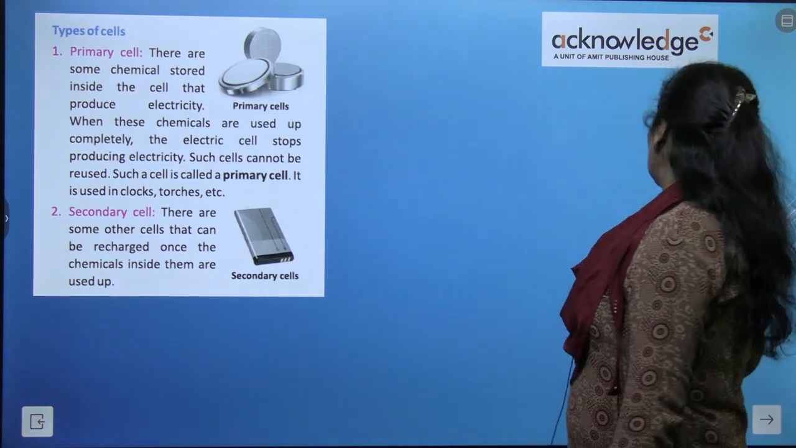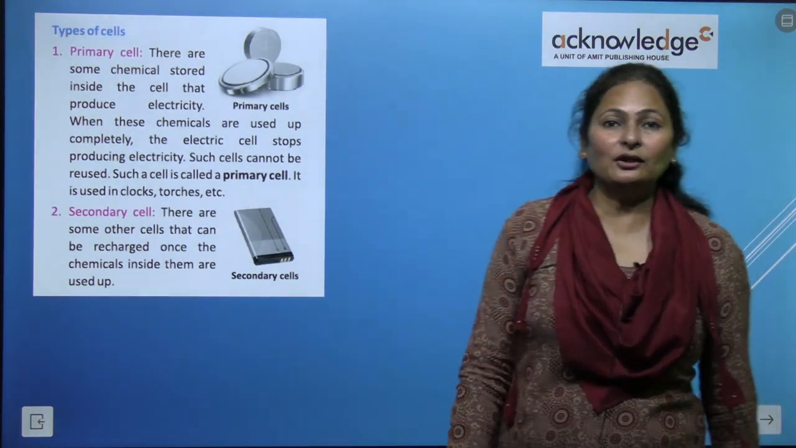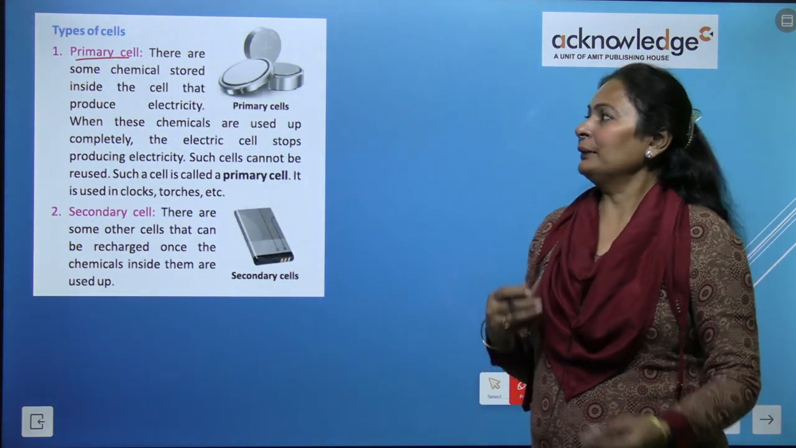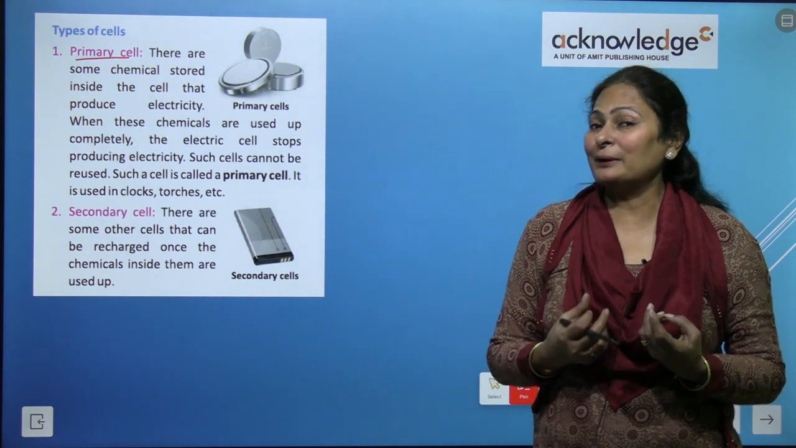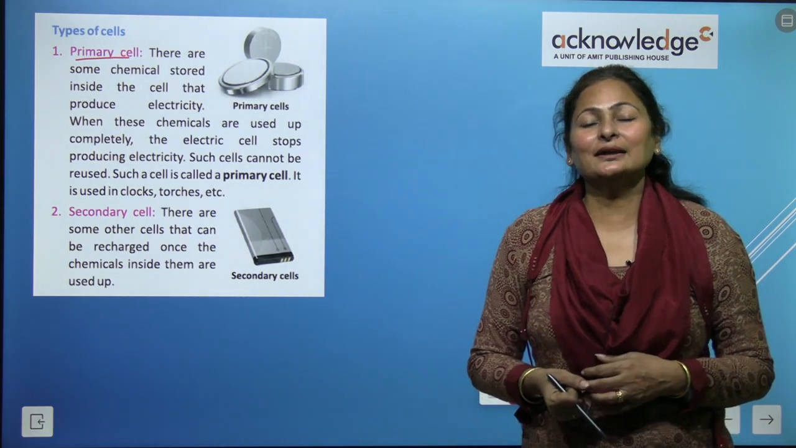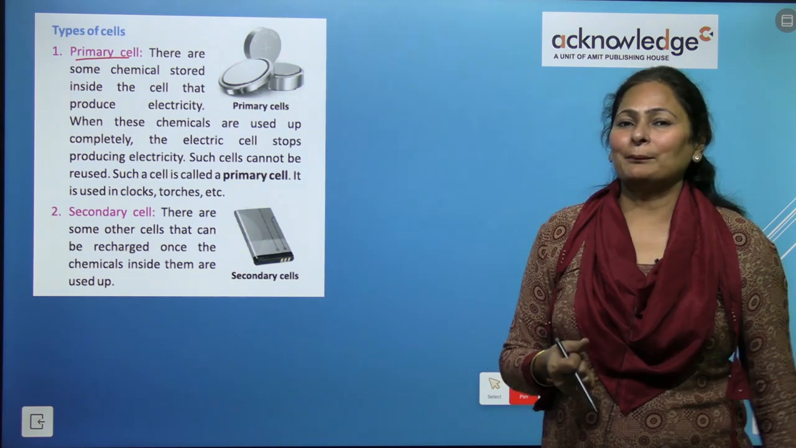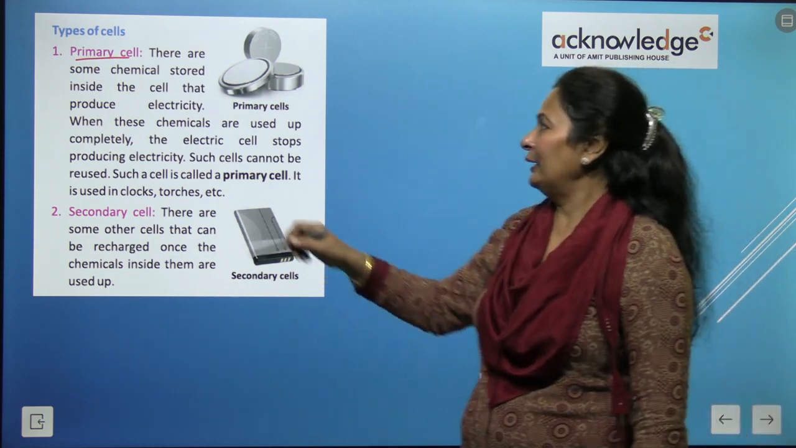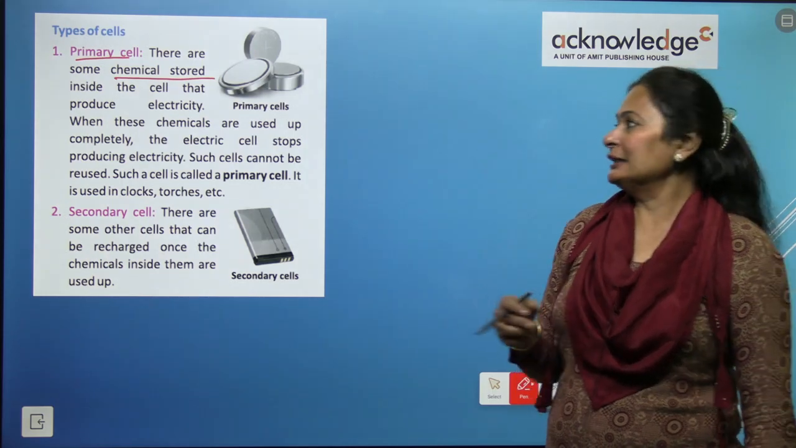We have two kinds of cells. One is the primary and another is the secondary cell. Now what is a primary cell? How does a cell work? There must be some chemical stored inside it. When it reacts, it generates electricity, right? Yes, there are chemicals stored inside the body of the cell that produce electricity.